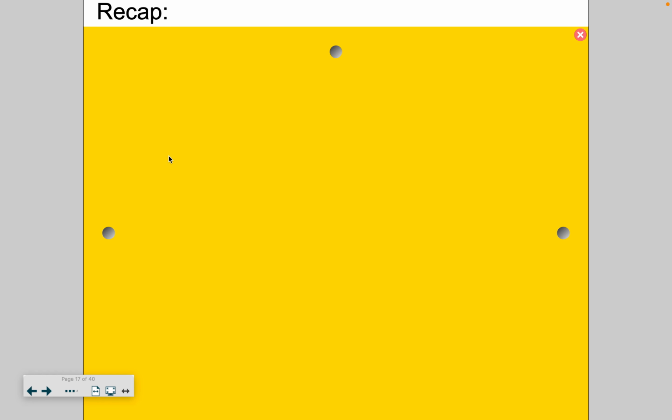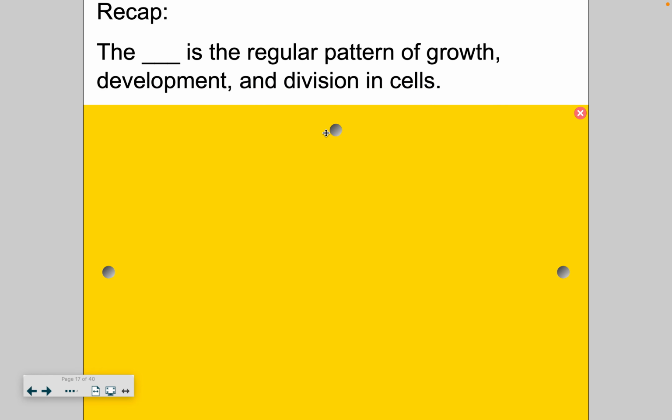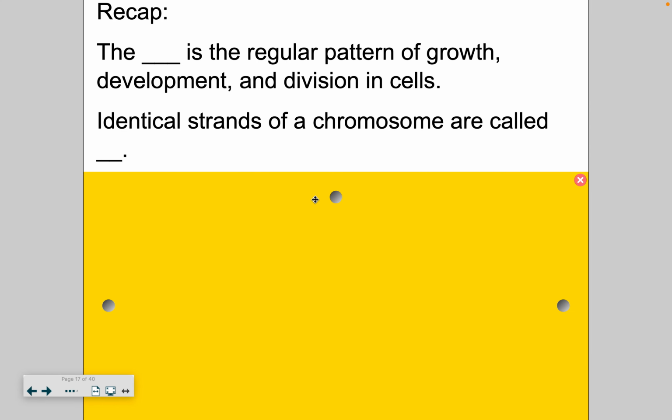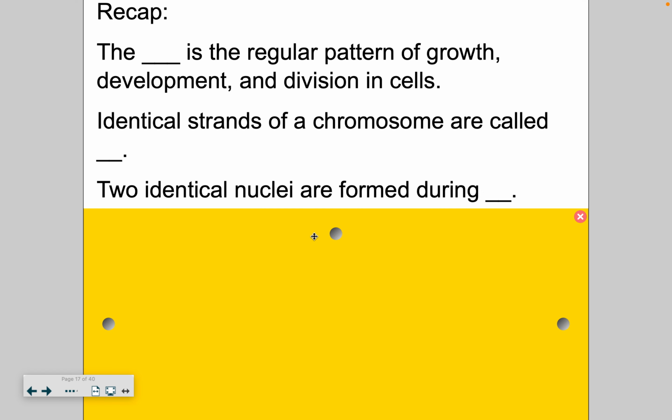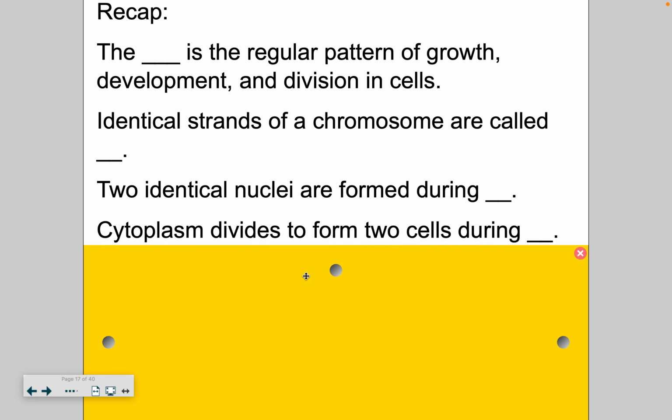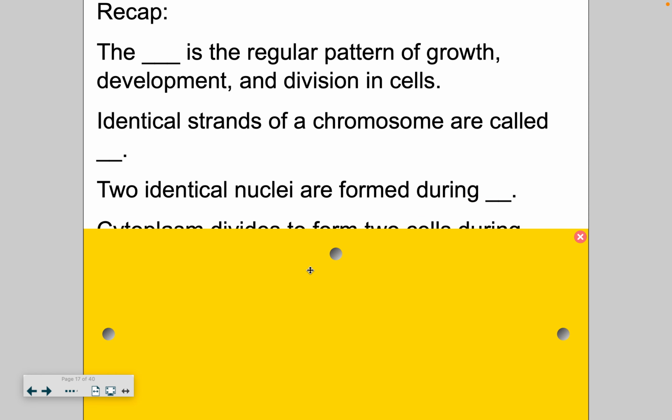Alright, welcome back. I'm going to do a quick recap of section 3.1, which was about the cell cycle. The blank is the regular pattern of growth, development, and division in cells. The cell cycle. Identical strands of a chromosome are called sister chromatids. Two identical nuclei are formed during mitosis. I guess you could also say mitotic phase.